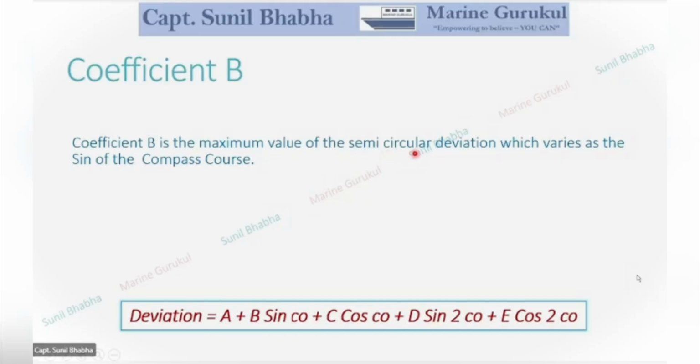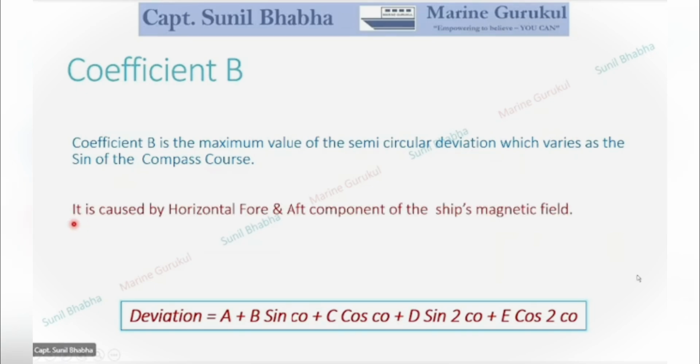So semicircular deviation means that for 180 degrees out of the total 360, it will have one particular name, either east or west. And for the remaining 180 degrees, the name is going to be opposite to this one. So that is the meaning of the semicircular deviation. The causing factor for this particular coefficient is the horizontal fore and aft component of the ship's magnetic field.